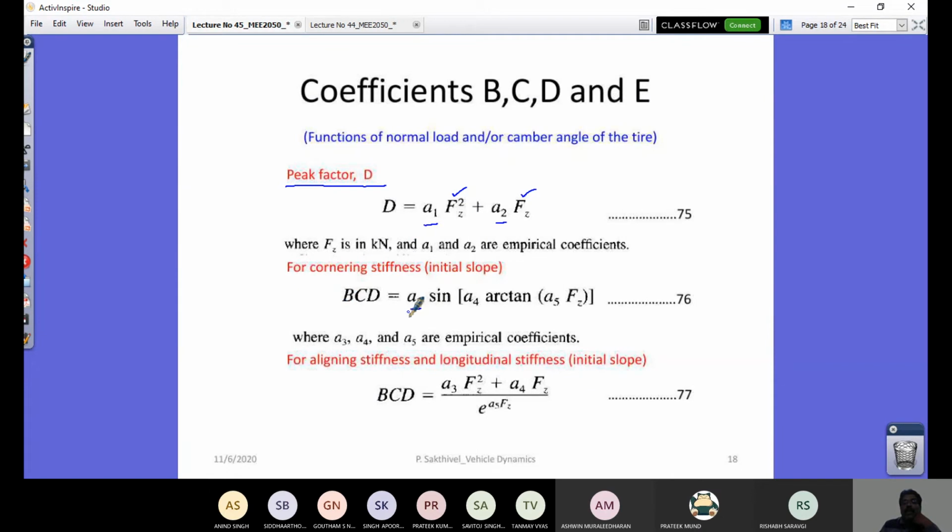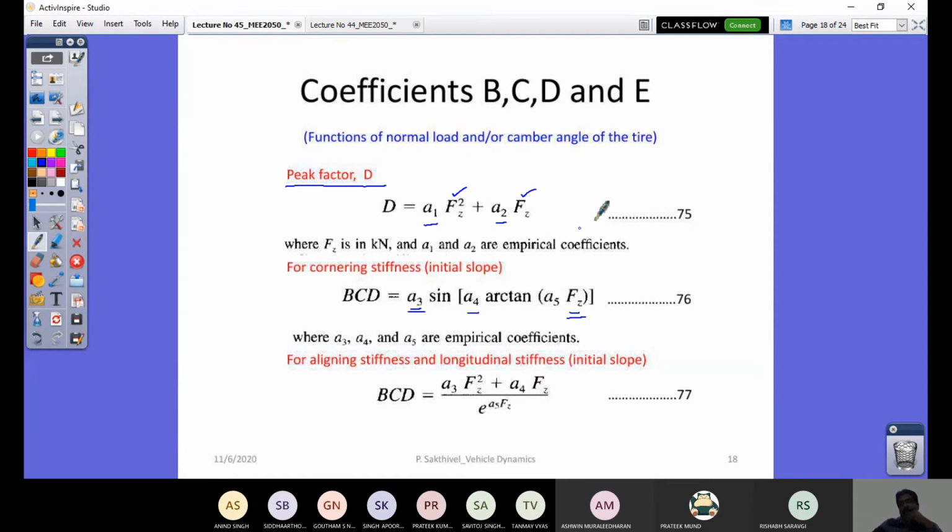So you require these coefficients additionally. You see the trigonometric term comes here, and it's also a function of your FZ. And you have now 5 coefficients. And self-aligning torque again is a function of FZ, and again you have coefficients A3 and A4 to be used here. So these are the formulas and the dependency on normal load.